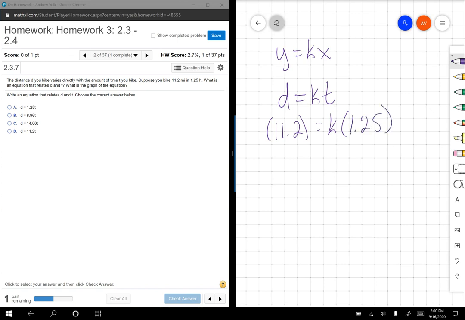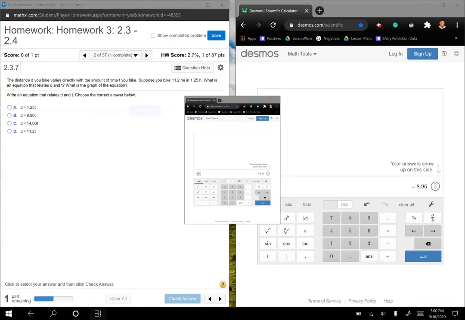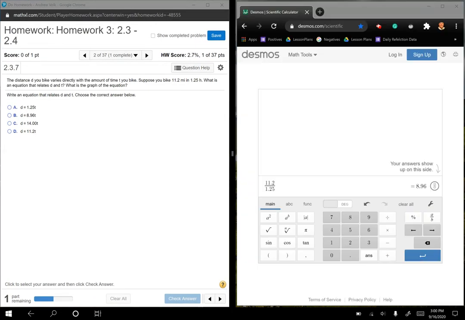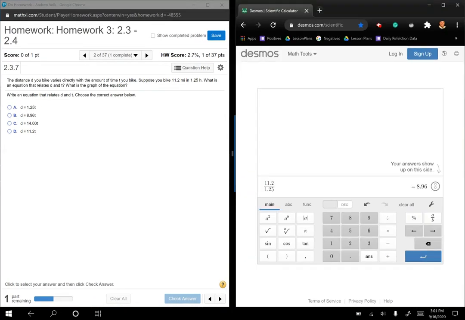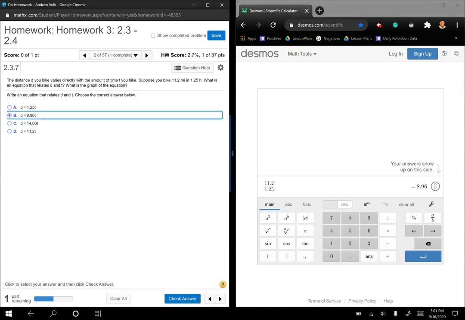And then if we want to find k, we divide both sides by 1.25. And that should give us our k. Our k in this case is going to be equal to, let's type it in a calculator. I'm using Desmos, which is just one that I have on the web here. And 11.2 divided by 1.25 is 8.96. And so that's what I got for my k. So you'll notice the choices here, they're set up with the d and the t, but there's a number switched out for each one. And so we're going to pick 8.96 t.